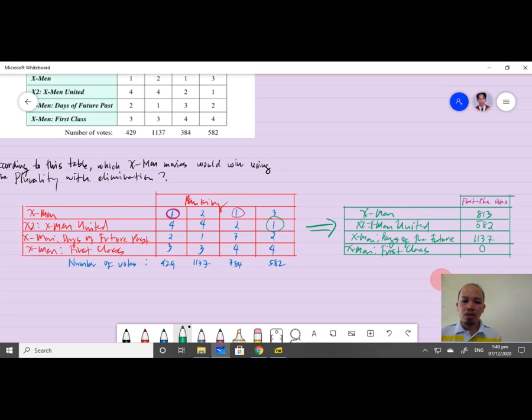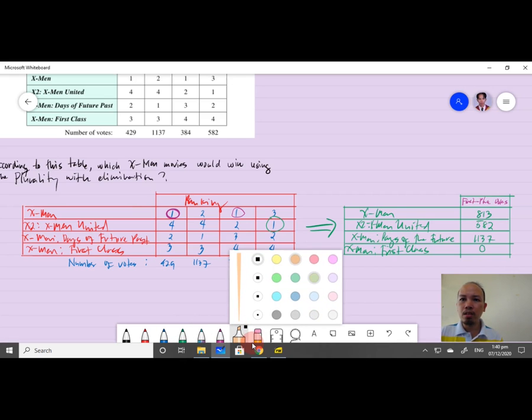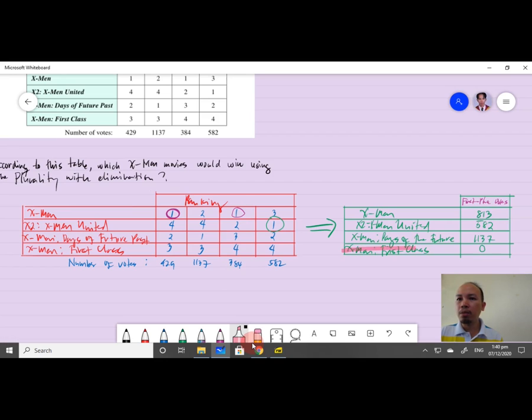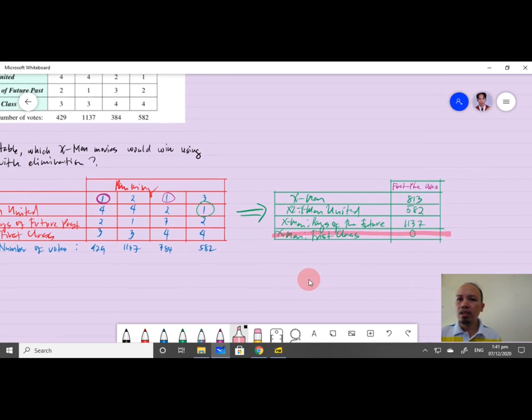Okay, so what we are going to do here is we are going to eliminate. Maybe let's have this color. What color do we have to use? Maybe this pink. Okay, then this one here will be eliminated. We will eliminate this one.